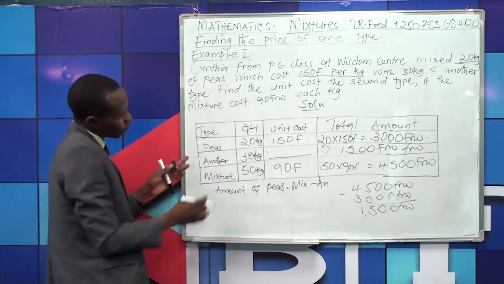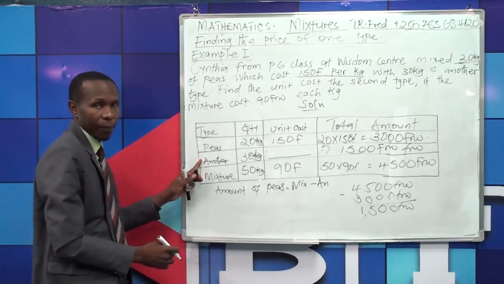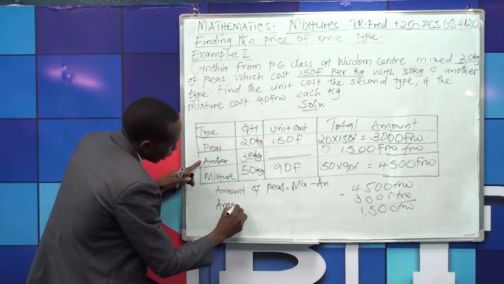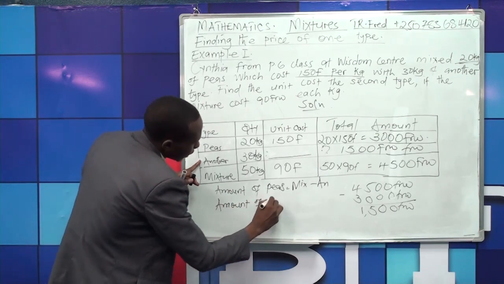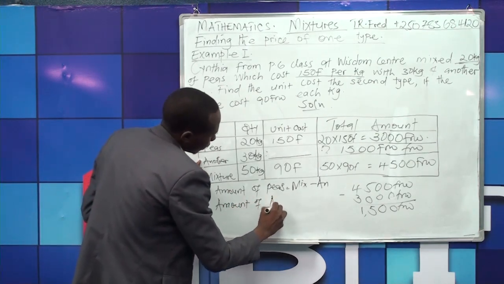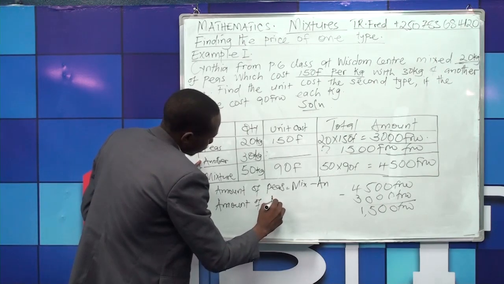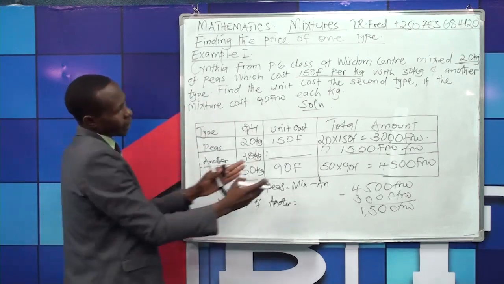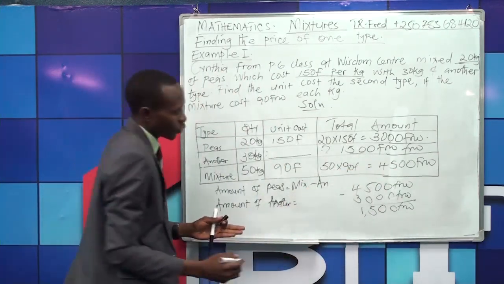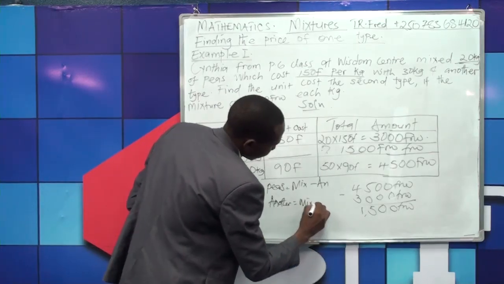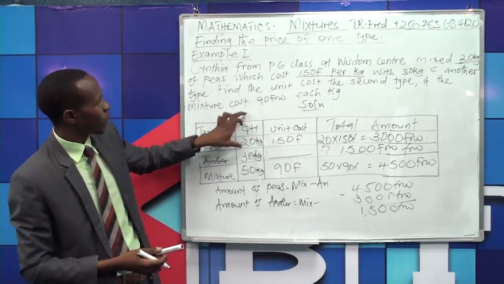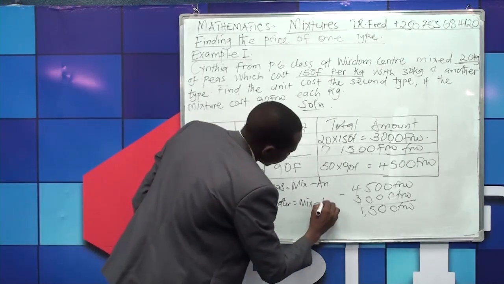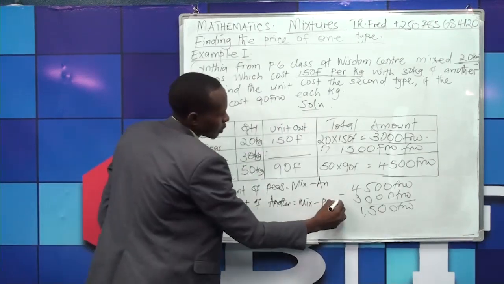Then from there, if you want to find the amount of the other type, I will come and get the amount that I spent on the mixture. So I'll have the mixture minus the amount which was spent on the first item, that was piece. So we shall have to take away the amount which was spent on piece.